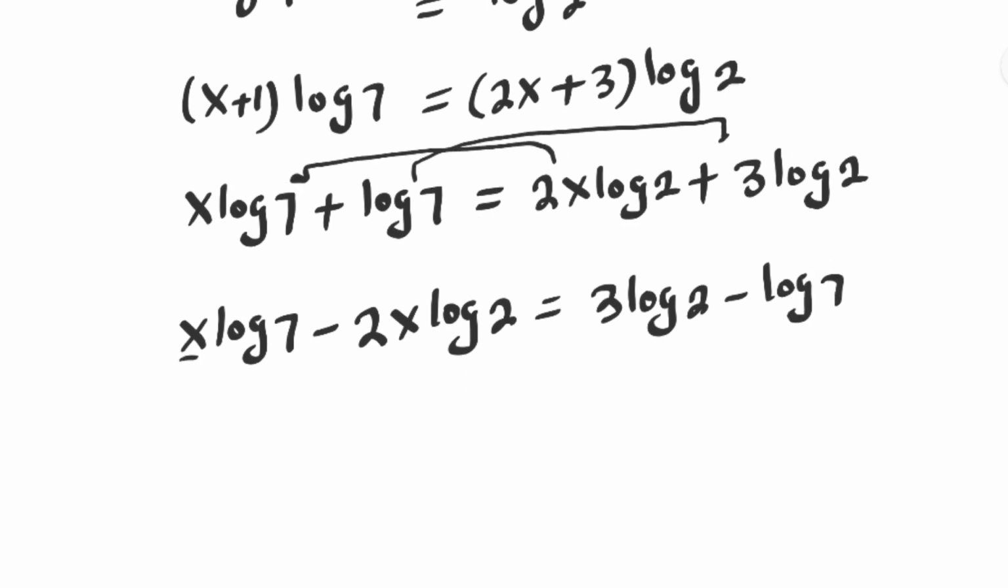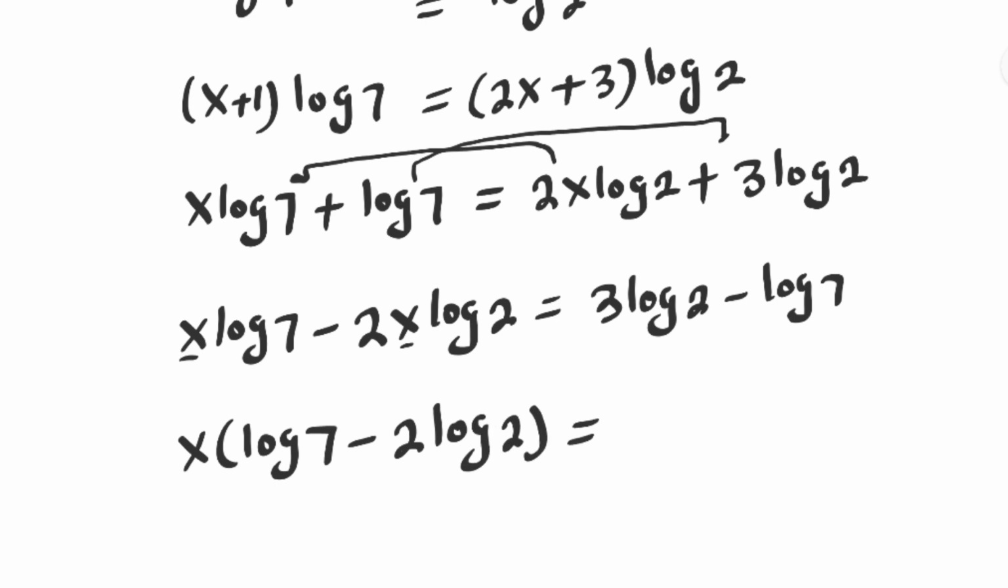Now x is common here. Let's bring it out. x bracket log 7 minus 2 log 2 is equal to 3 log 2 minus log 7.